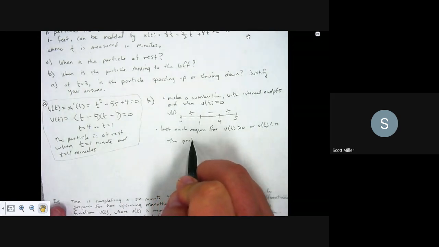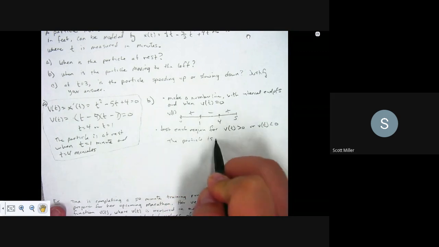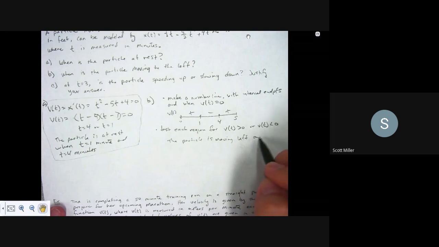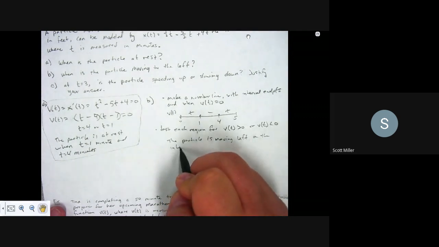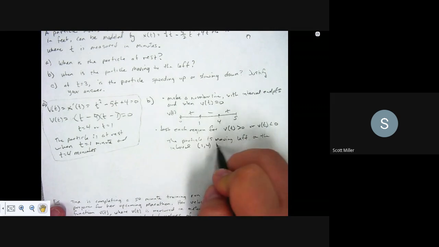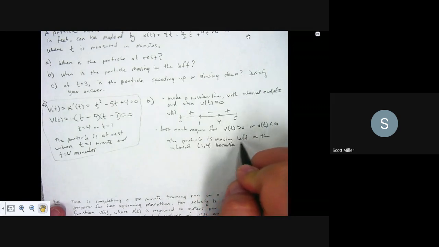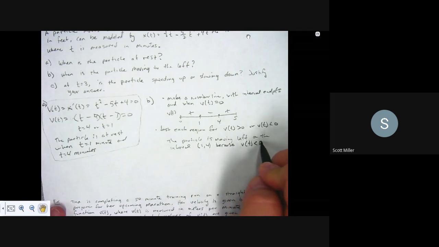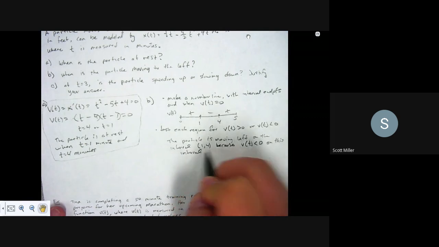The particle is moving left on the interval 1 to 4 because, and always give me a because, the velocity is less than 0 on this interval. That is how you need to express that answer right there. Always tell me why. And the last one here is C.